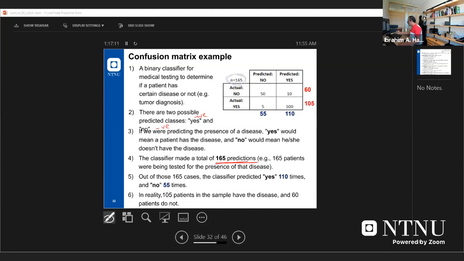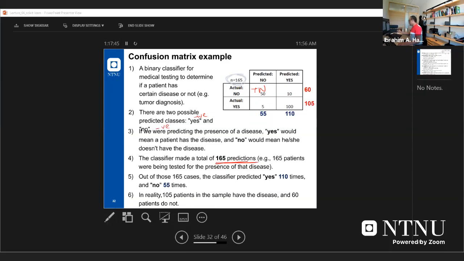So this is actual, no and yes, negative, positive. In fact, we have 50 negative classified as negative. So this one is a true negative, correct? In total, we have 60 negative and 105 positive. So these are the actual cases. From those 60, we have 50 that have been classified as no.